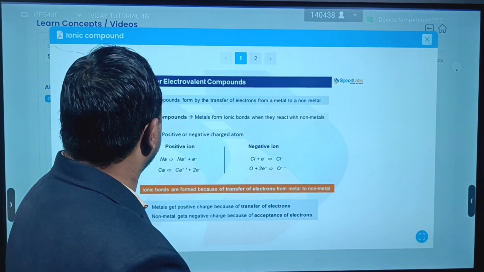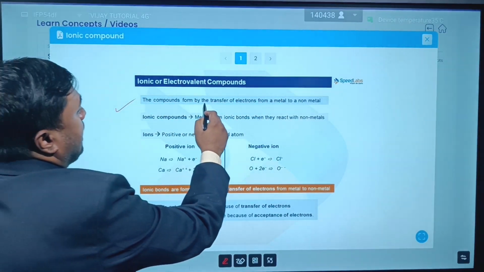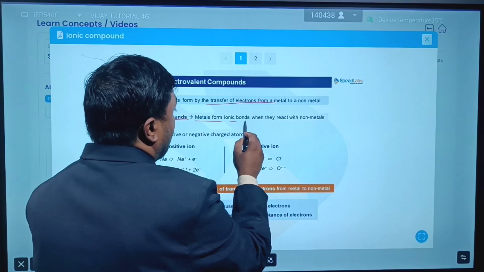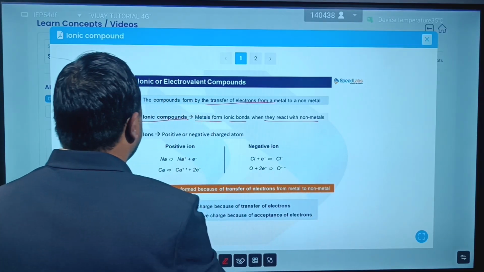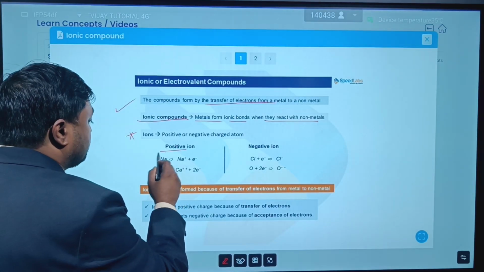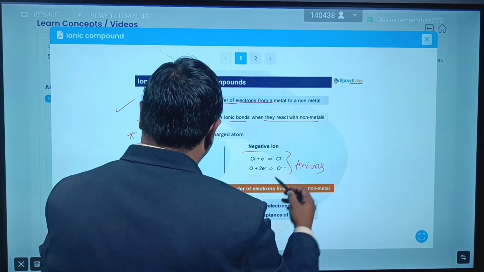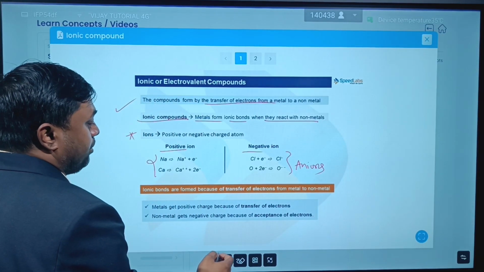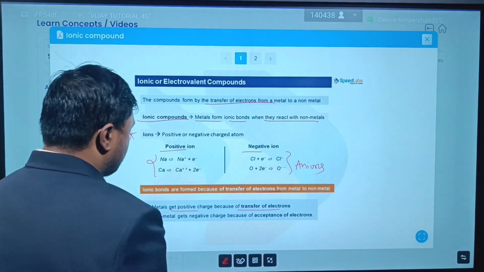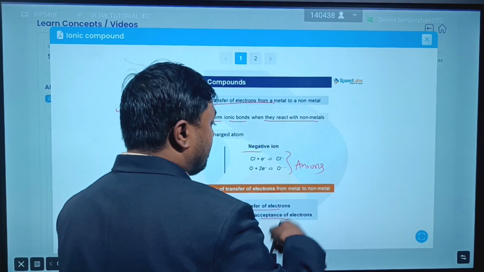Here, the properties of ionic compounds we should remember. Ionic compounds are compounds formed by the transfer of electrons from a metal to a non-metal. Metals form ionic bonds when they react with non-metals. There are 2 types of ions, cations and anions. Positively charged ions are what? Cations. Negatively charged ions are called anions. Yes or no? So ionic bonds are formed because of the transfer of electrons. Metals get a positive charge because of the loss of electrons. Non-metals get a negative charge because of the acceptance of electrons. Yes or no?